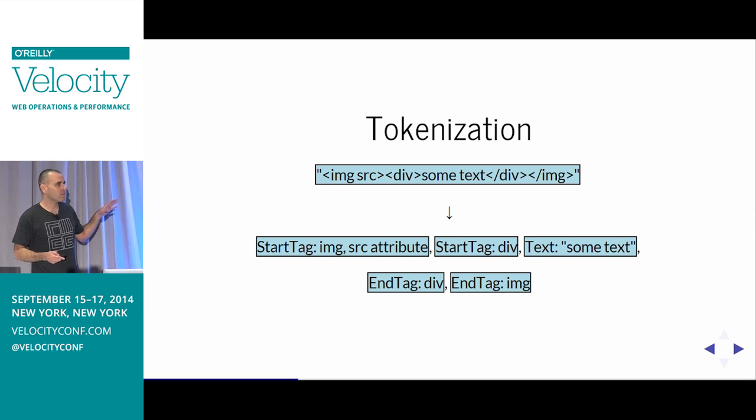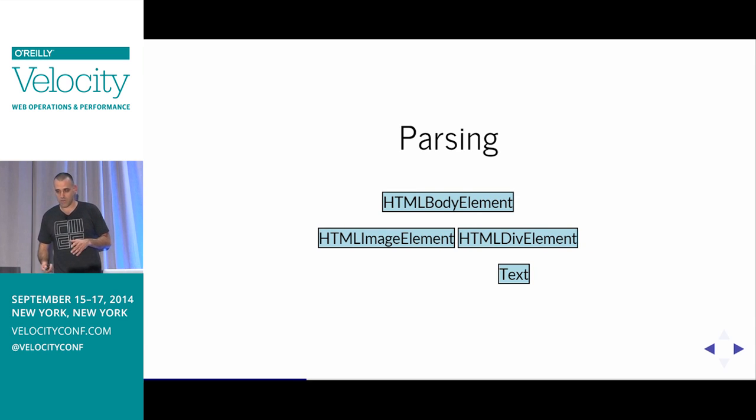So can anyone tell me what's wrong with this HTML string? Yeah. Image, there is no closing image tag. Image is a self-closing tag. But the tokenizer does not know and does not care about that. So it just creates an add tag for image and sends it over to the parser.